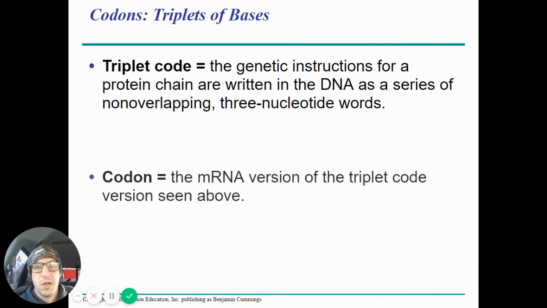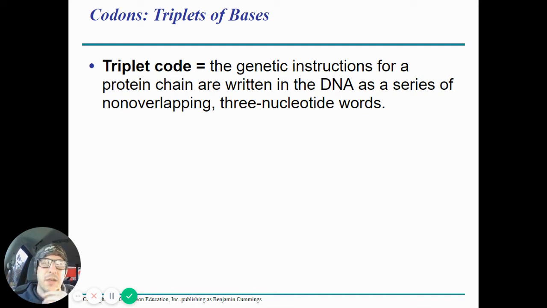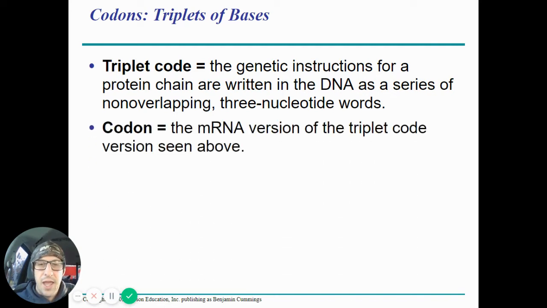Okay. Now let's talk a little bit more about those base pairs that we mentioned before. Something known as the triplet code. The triplet code is the genetic instructions for a protein chain that is written in the DNA. Okay, it's a series of non-overlapping 3 nucleotide words. And something known as the codon is the mRNA version of the triplet code. Okay, so we talked about 3 DNA base pairs ultimately being looked at when we're creating the protein in the end. And those 3 DNA base pairs are transcribed into what is known as the codon. Okay, the codon is the mRNA version of that triplet code.